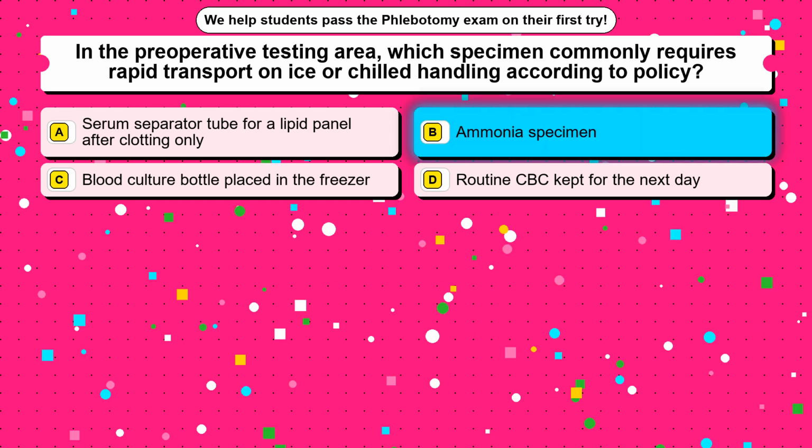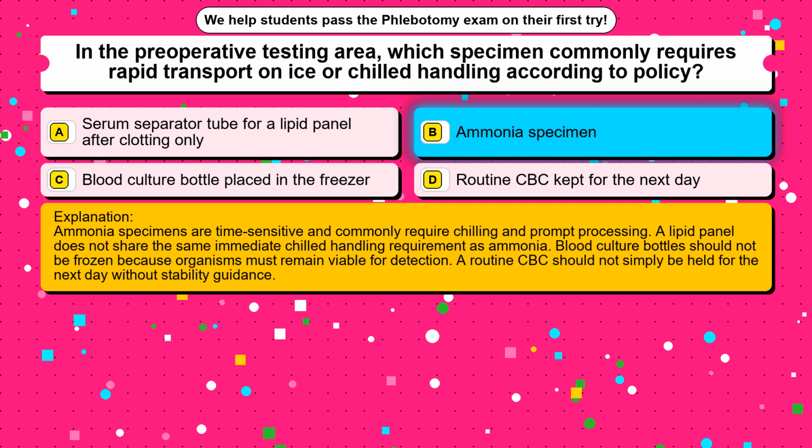The correct answer is option B. Ammonia specimen. Ammonia specimens are time-sensitive and commonly require chilling and prompt processing. A lipid panel does not share the same immediate chilled handling requirement as ammonia. Blood culture bottles should not be frozen because organisms must remain viable for detection. A routine CBC should not simply be held for the next day without stability guidance.